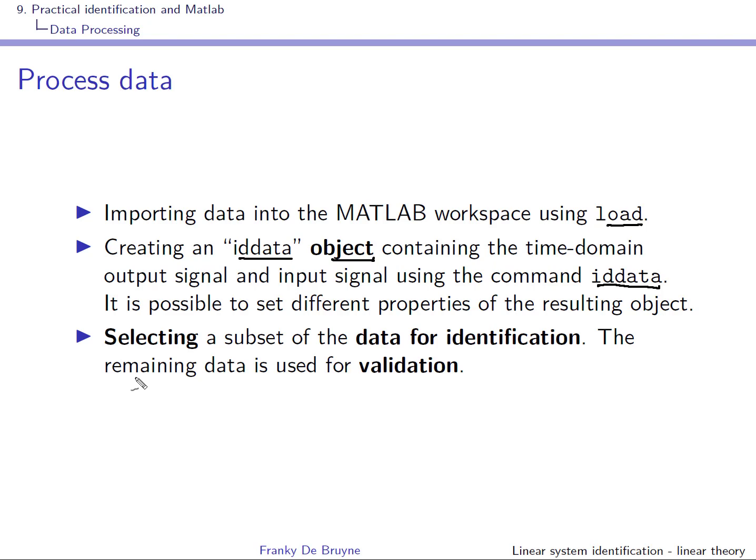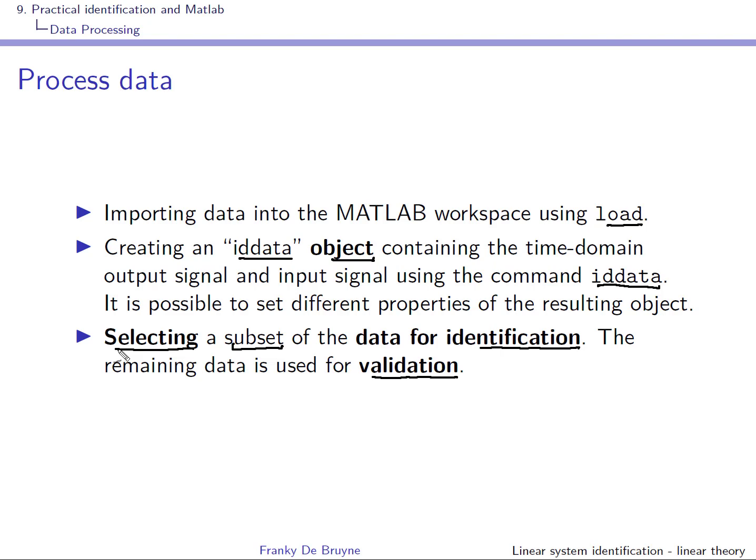Processing the data also means selecting a subset of the data for identification and another one for validation. So in your head it might be 2/3 of the data for identification and 1/3 for validation. Most often selecting is a bit more complicated because you have to keep in mind that you have to select data under conditions that are as close as possible to the intended use of the model.